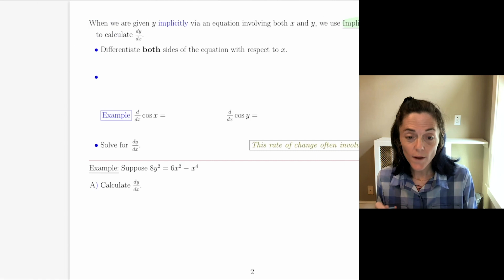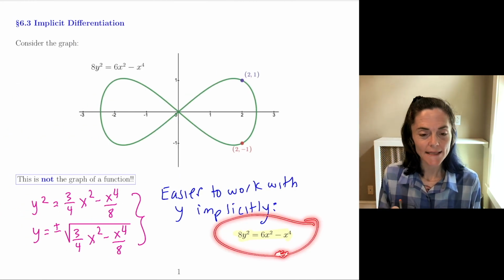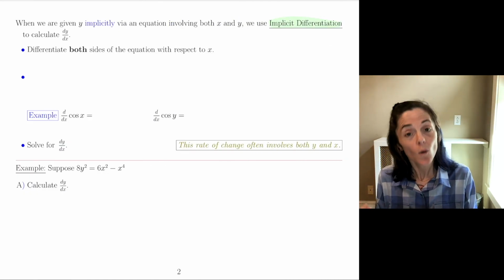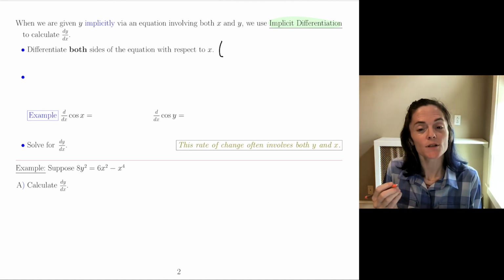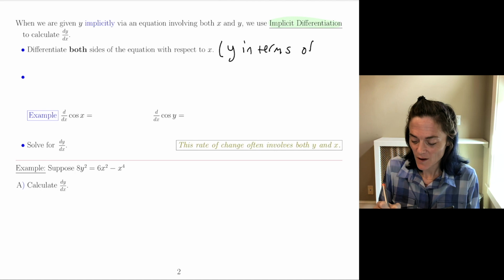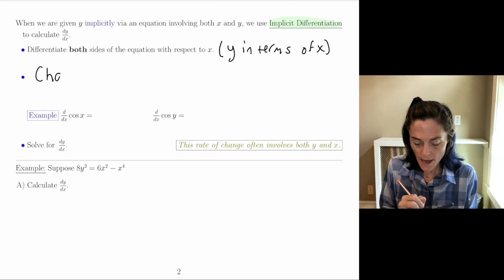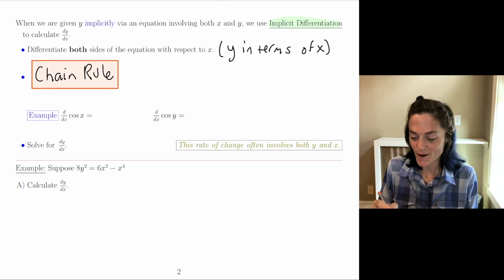So we will start off with an equation like this. x and y are in this equation. We differentiate both sides of the equation with respect to x. However, it's important to understand that we must think about y in terms of x, or y as a function of x. What does this mean? Well, we must use the chain rule here. So maybe I will box this in orange because it's very important.